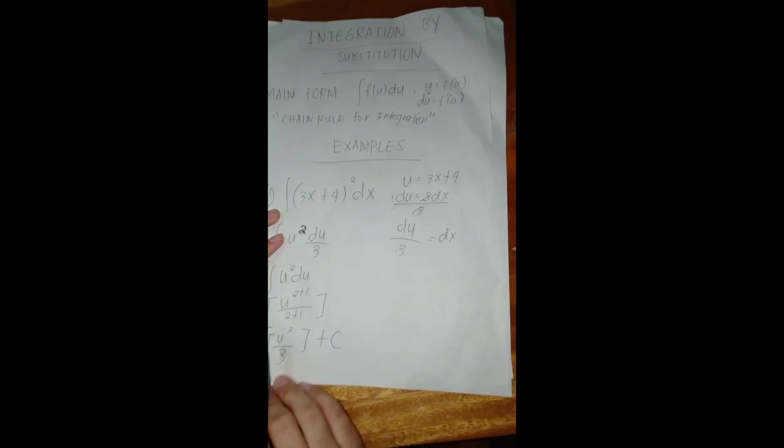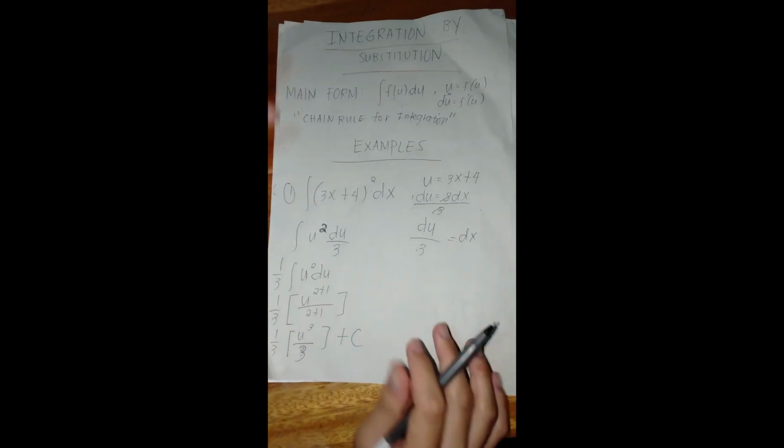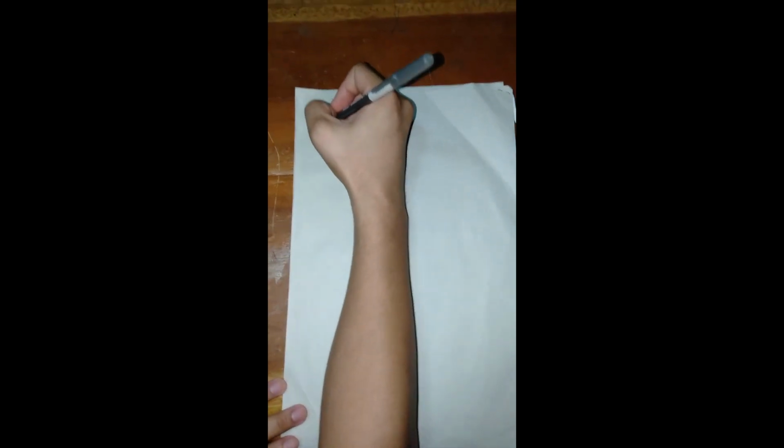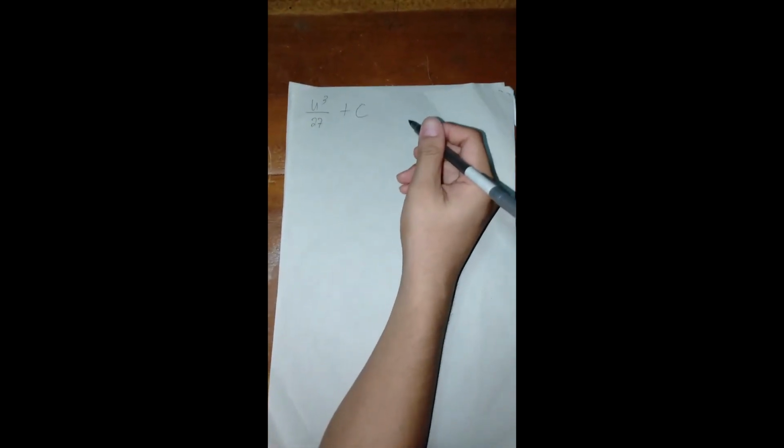Next, we're going to multiply. 1/3 times 1/3, so what does it become? 1 over, or u cubed over 27 plus c. Sir, is that done already?